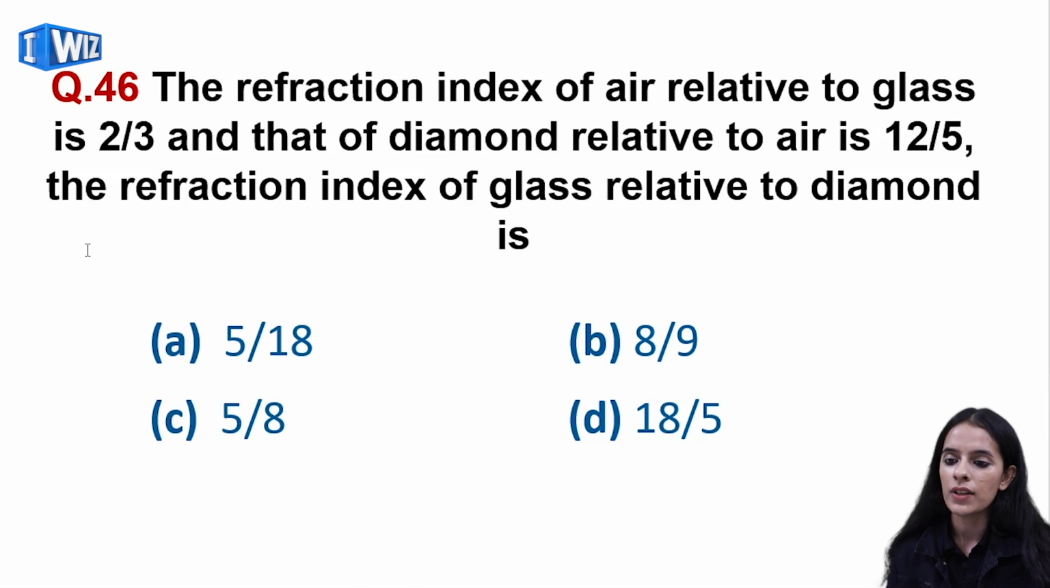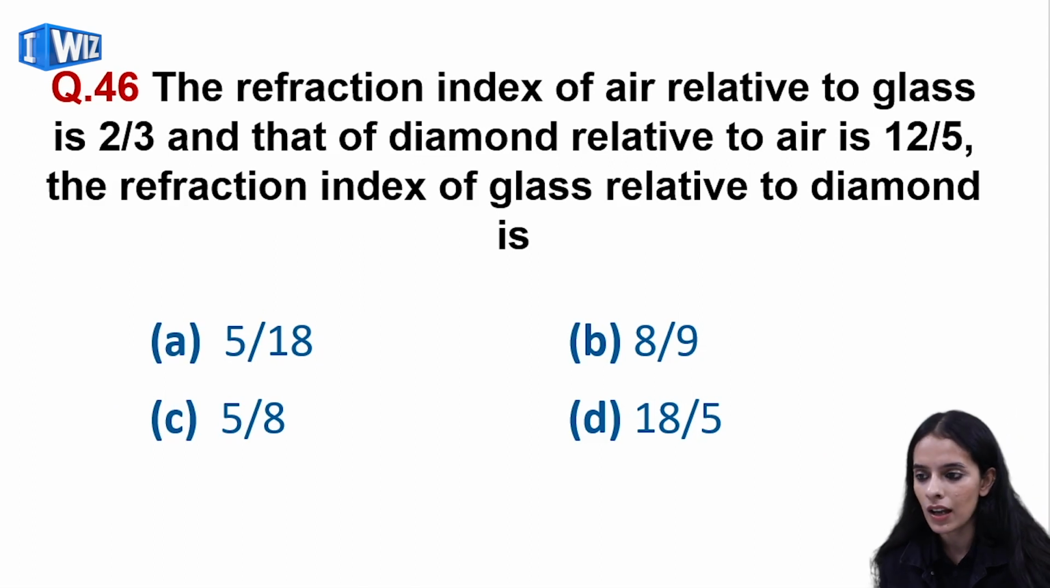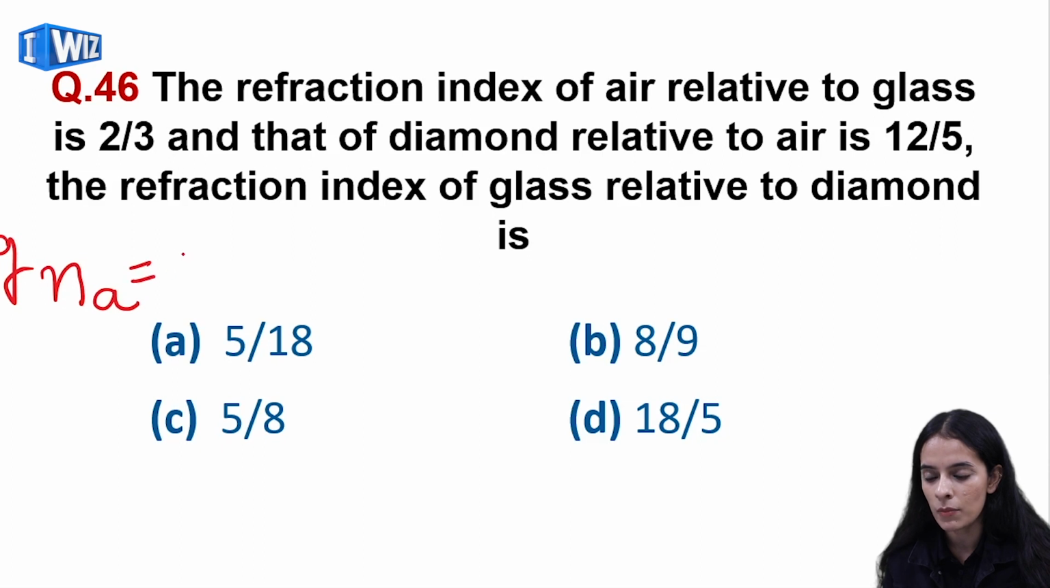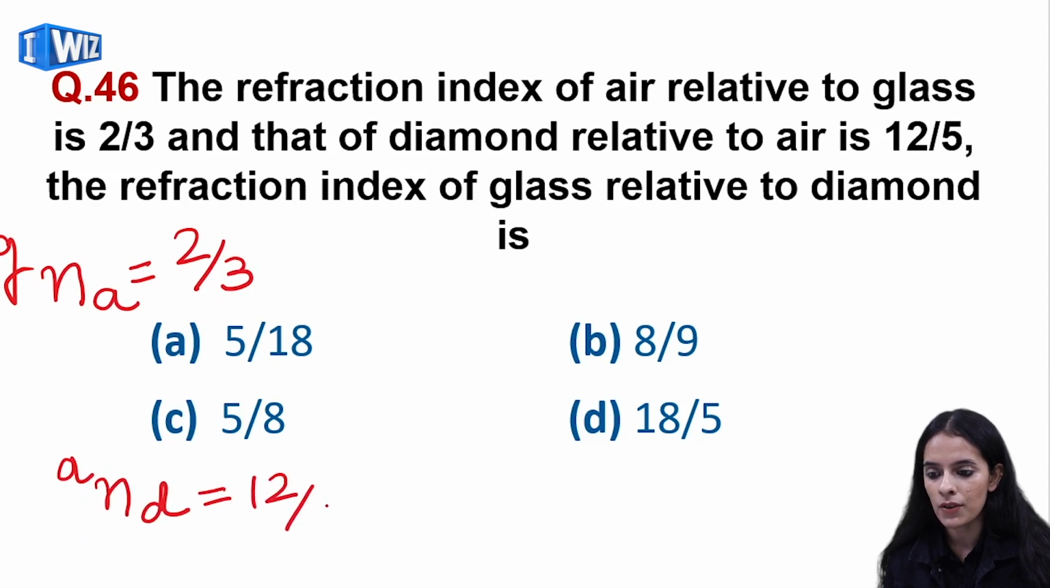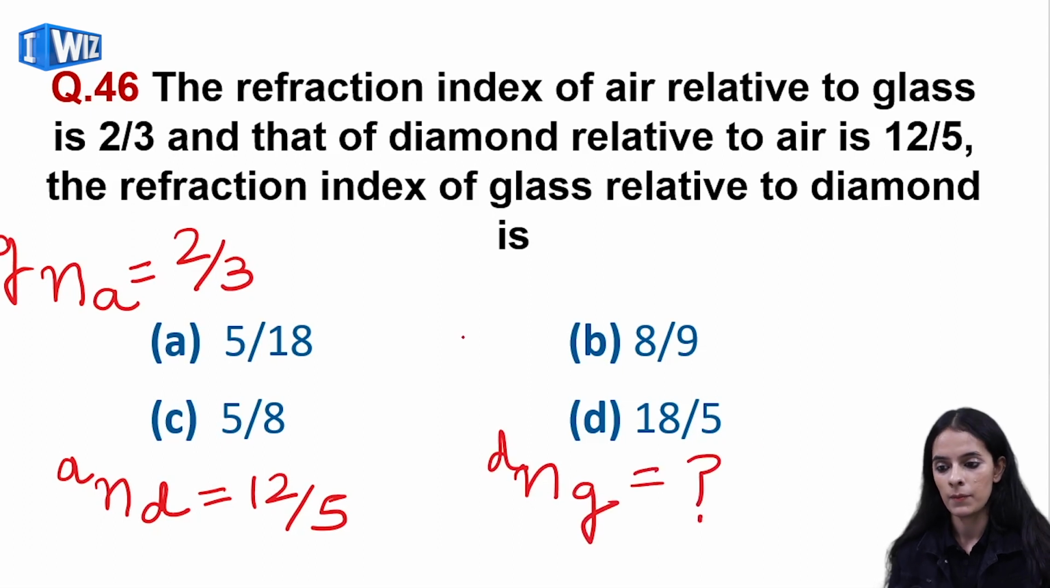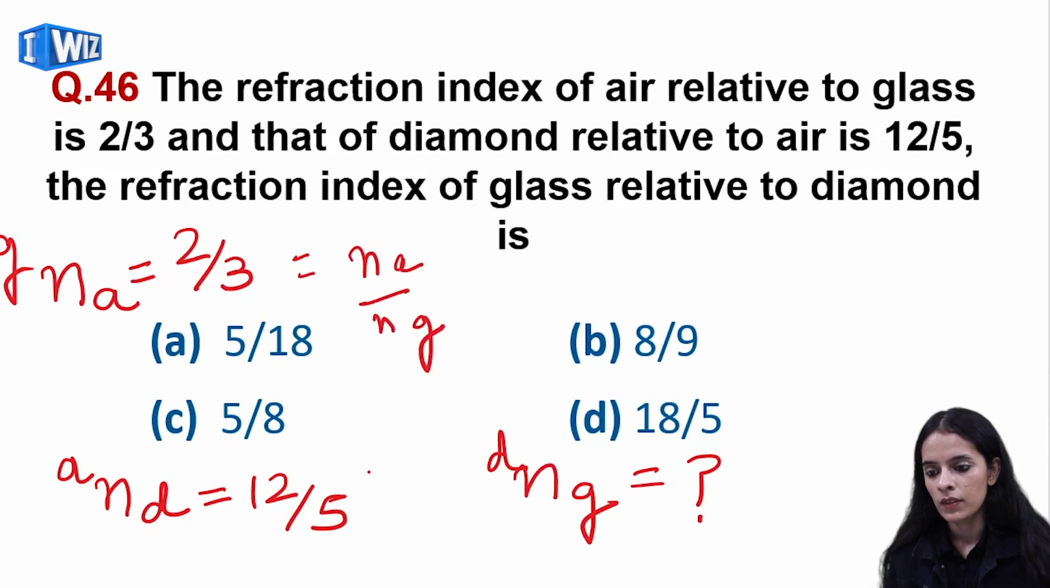Move to the next. The refractive index of air relative to glass is 2 by 3. And that of diamond relative to air is 12 by 5. So what you have to find is the refractive index of glass related to diamond. We can also write it like this, Na over Ng, and this one like Nd over Na, right?